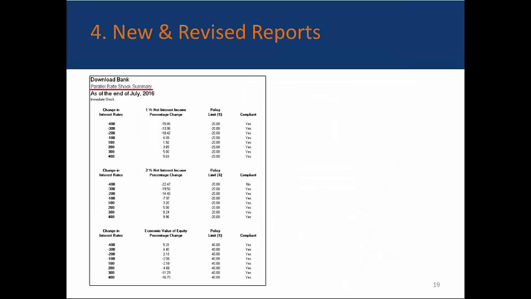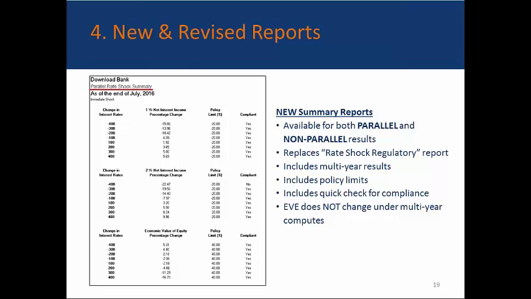Second report I want to look at is the parallel rate shock summary report. I mentioned that we've got a parallel and a non-parallel version of this. I'm going to look at the parallel. Non-parallel is very similar to this. These reports replace the one report, the rate shock regulatory report. That one is no more. You will see that broken into these two new reports.